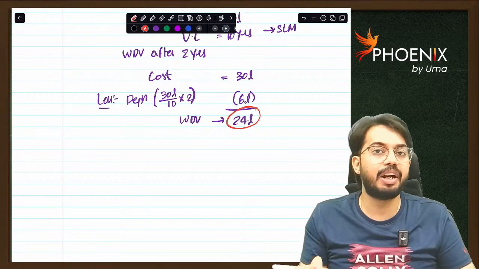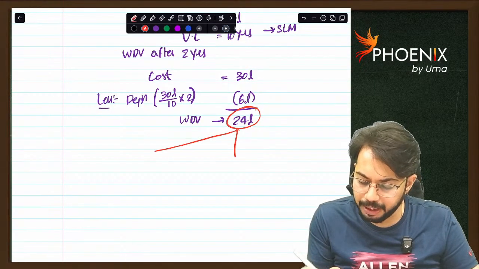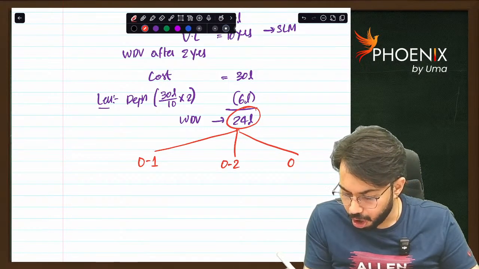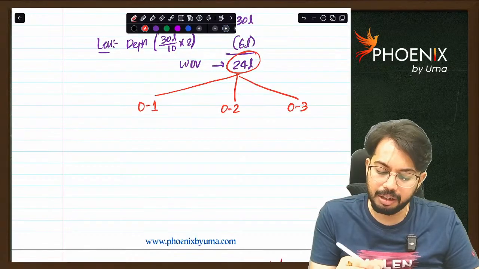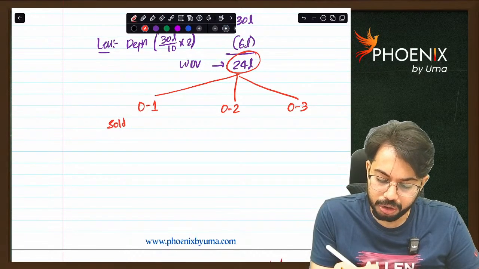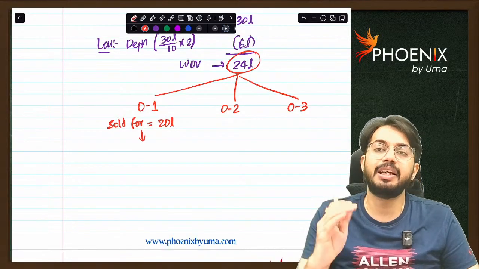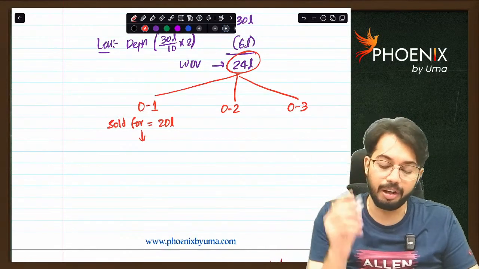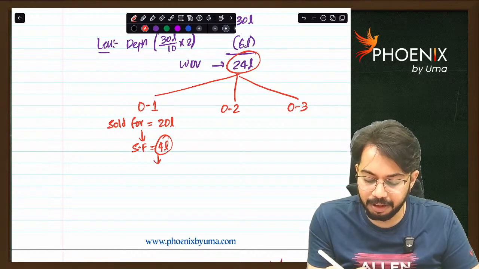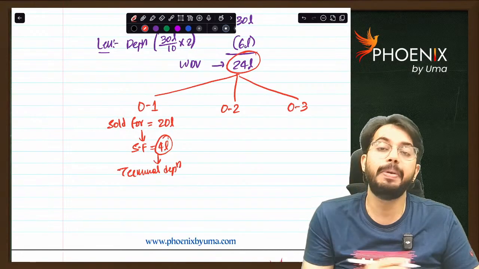Now, from the written down value of 24 lakhs, three options are there. Option 1, the asset is sold for 20 lakhs. Then there is a surplus or shortfall. There is a shortfall. How much is the shortfall? 4 lakh rupees. This will be considered as terminal depreciation and it will be debited to the P&L account.